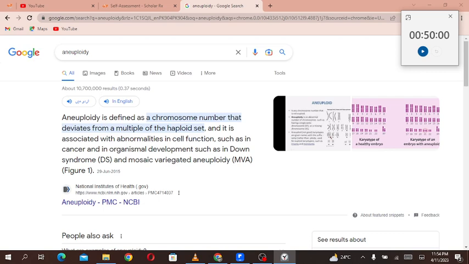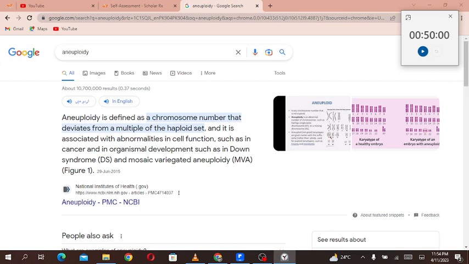So there was a point about aneuploidy that was to be discussed previously. Aneuploidy is defined as a chromosome number that deviates from the multiple of the haploid set, and it is associated with abnormalities in cell function, such as in cancer, and in organismal development, such as Down syndrome or mosaic variegated aneuploidy. So in aneuploidy, the cell genome deviates from the multiple of the haploid set.